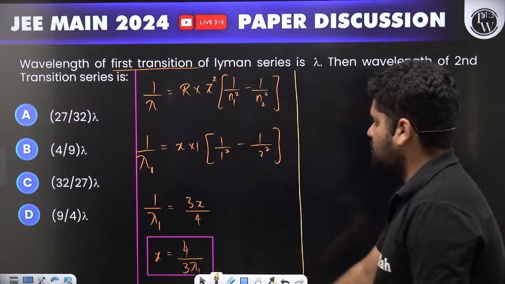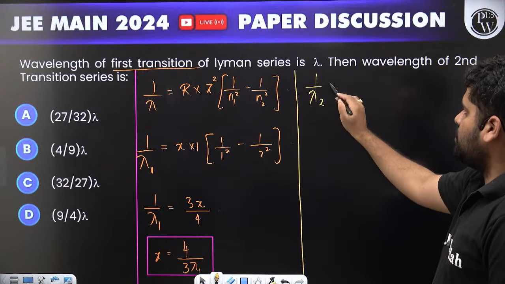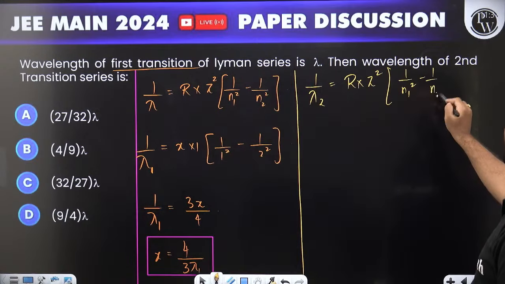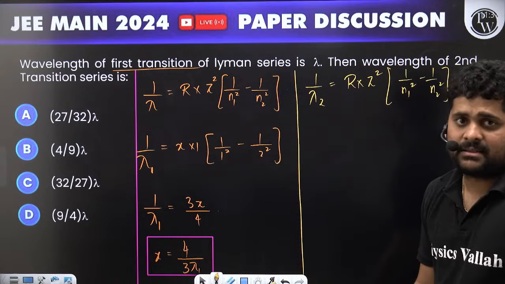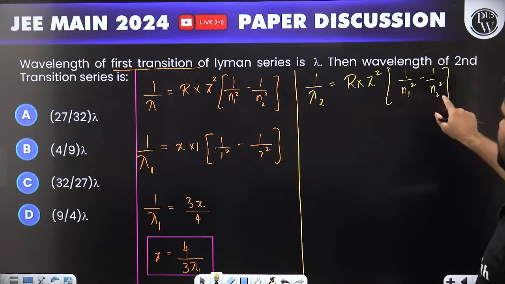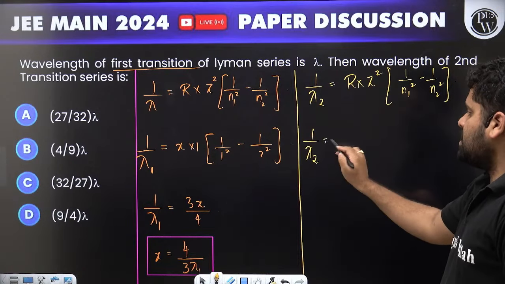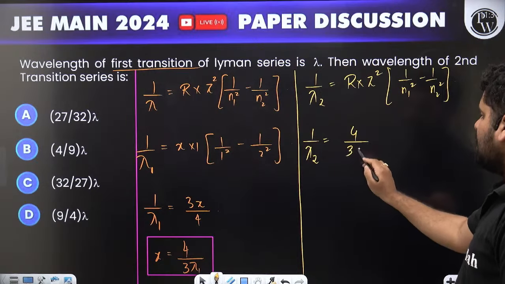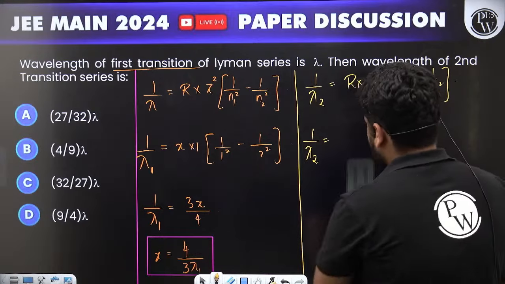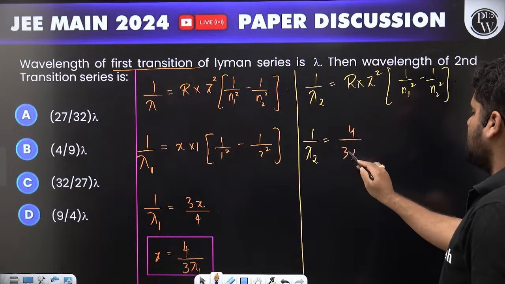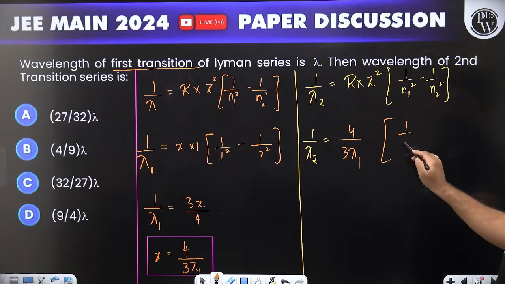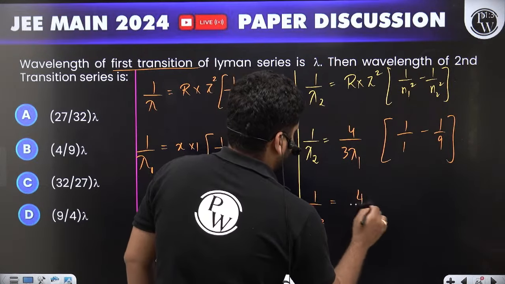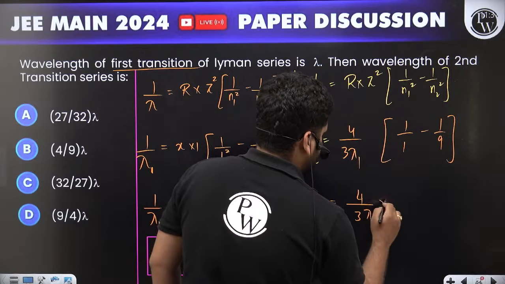Now, the question is with respect to second transition. Again, 1 by lambda 2 is equal to R into Z square into 1 by N1 square minus 1 by N2 square. It is going to the second transition, that means it will move from first orbit to third orbit. So the value of N2 is going to be 3. So 1 by lambda 2 is equal to, in place of R or X, whatever you have taken, you are going to write 4 divided by 3 into lambda 1. Z is anyways 1. So this is going to be 1 by 1 minus 1 by 9, it is 8 by 9. So 1 by lambda 2 is equal to 4 by 3 lambda 1 into 8 divided by 9.